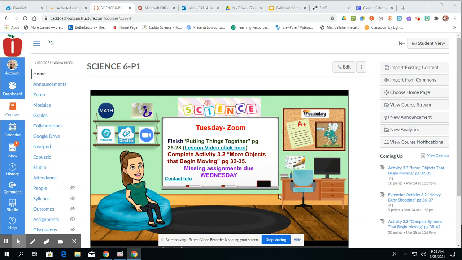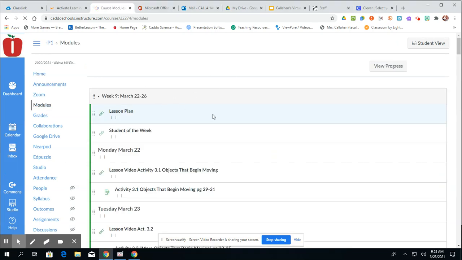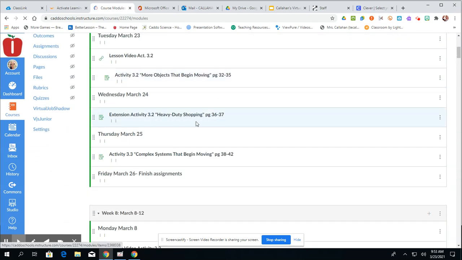Today is Wednesday, and we are going to complete the extension activity 3.2, heavy duty shopping. This assignment starts on page 36 and ends on page 37. If you're a virtual student, then you can access this through the modules. Go to modules, find week 9, and scroll down to Wednesday. Extension activity 3.2, heavy duty shopping, on pages 36 and 37.